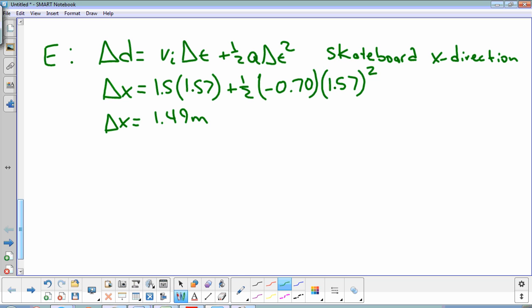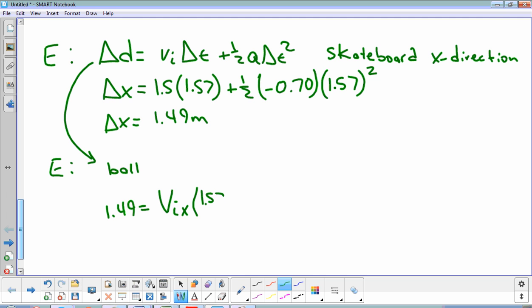We're going to solve the same equation, but this time we're going to use the ball. So it's going to be the same equation as we used before, but this one is for the ball. Okay? So delta X, we know this time. The ball traveled the same distance in the X direction, didn't it? Otherwise, he wouldn't have caught it. So we have 1.49 is equal to the V initial in the X direction, which we don't know, times time, which was 1.57, plus 1/2 times what's the acceleration of the ball in the X direction?